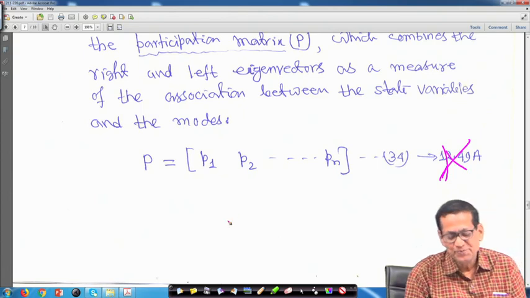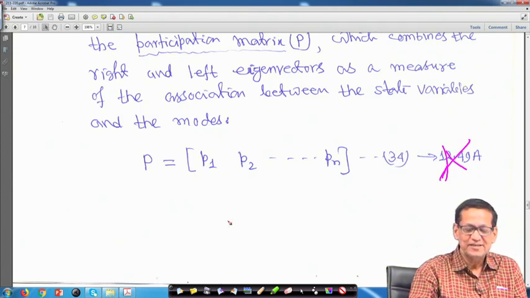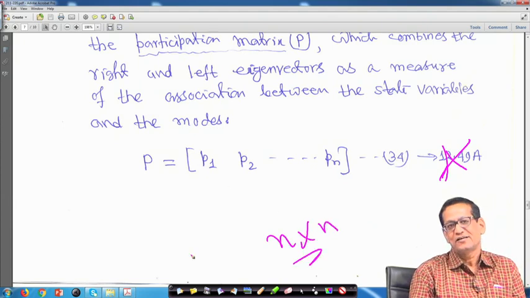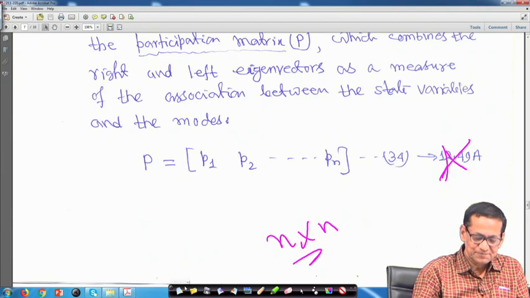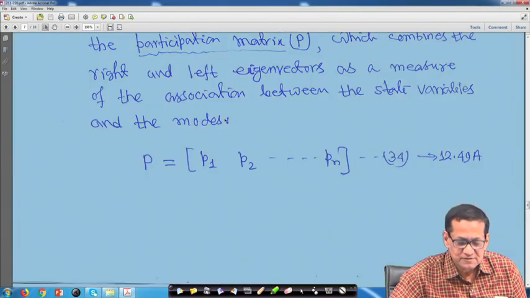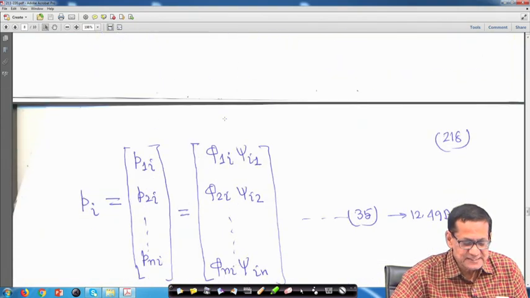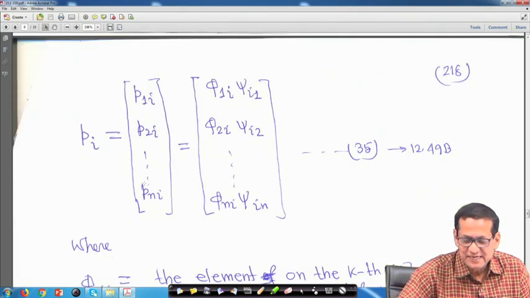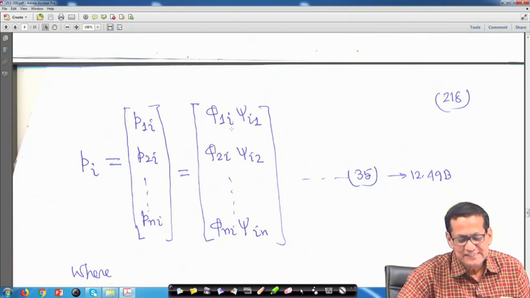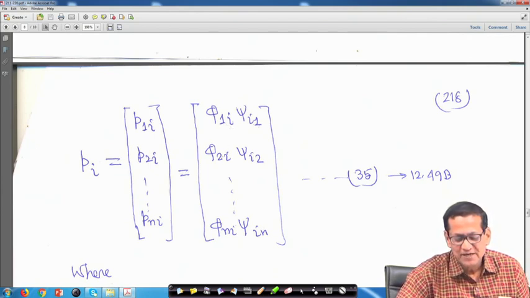Actually, P_1, P_2, ..., P_n are column vectors, and P is an n by n matrix. That means, in general, P_i is given as [P_1i, P_2i, ..., P_ni], which from the relationship is [φ_1i ψ_i1, φ_2i ψ_i2, ..., φ_ni ψ_in].